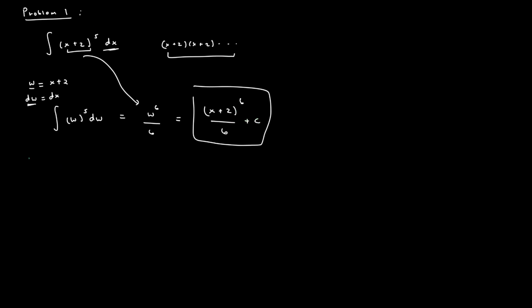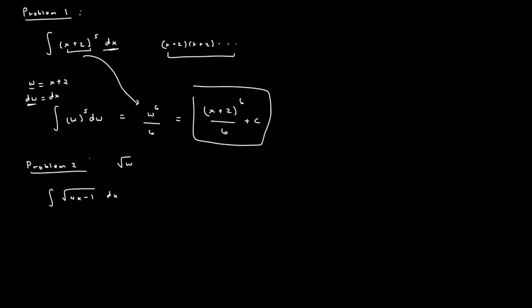So that was a basic problem. Let's continue. Problem 2. We want to evaluate the integral of the square root of 4x minus 1 dx. Now, a function that we know the integral of is the square root of w. So let's try to do a substitution that gets us that form.